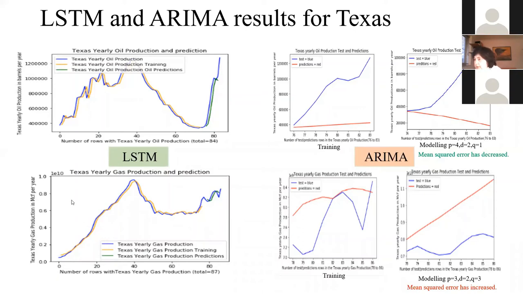For the Texas gas production, the training has been done for 90% of the data. Again, the prediction doesn't follow the real data. And then after modeling with P3, D2, and Q3, the mean squared error has increased, which is not what should happen, because once the modeling has been done for ARIMA, the mean squared error has to decrease.